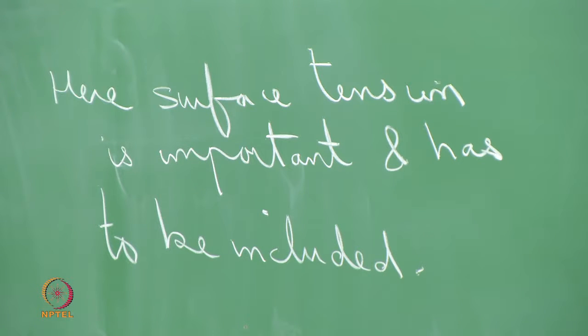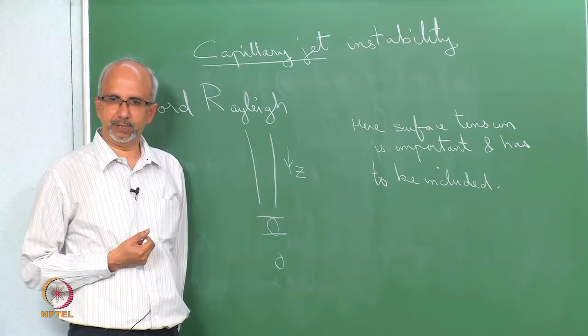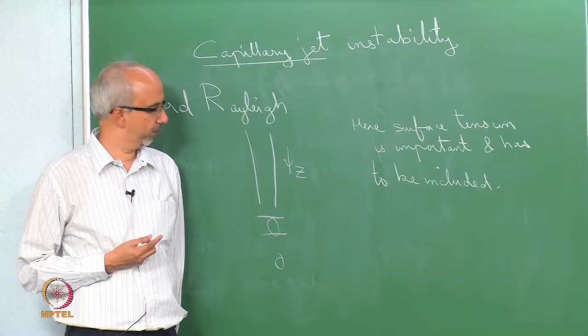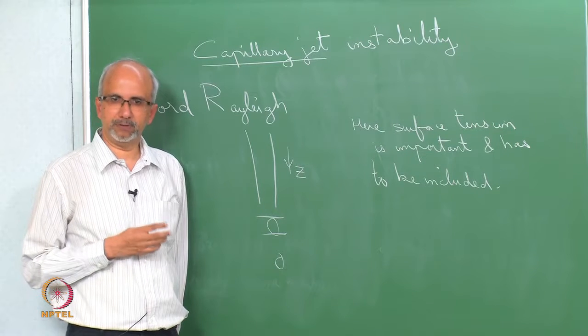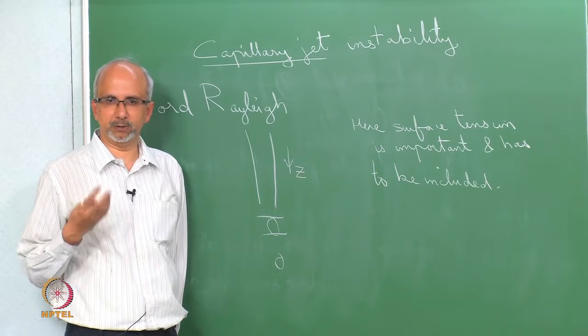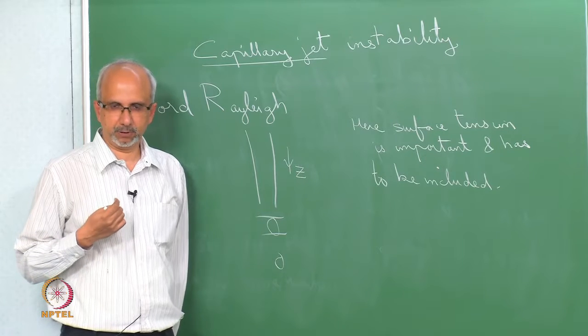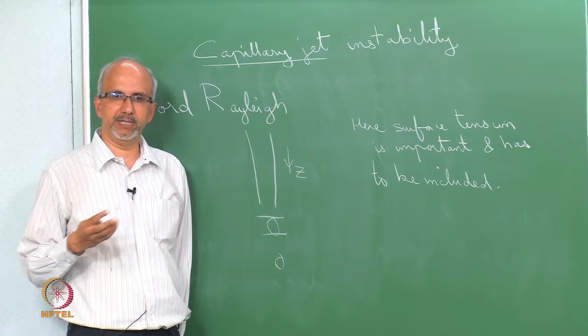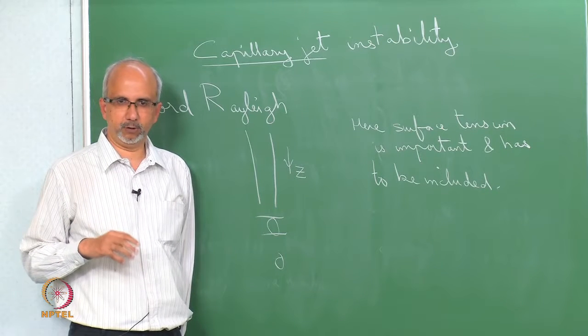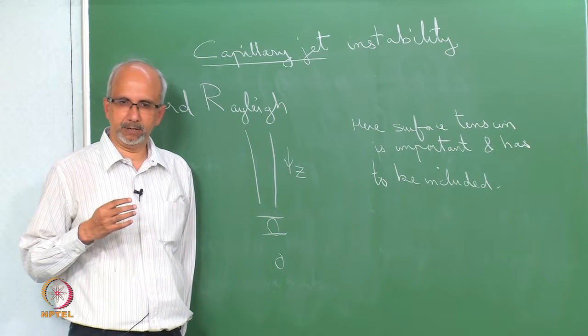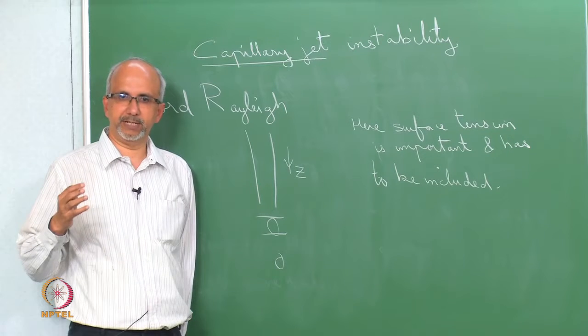The other thing we're going to do is something similar to what we did for the Rayleigh-Taylor problem. We're going to assume that the jet is inviscid, because viscosity is not really the one causing the jet breakup. Viscosity is only going to possibly change the rate of growth. It is not going to decide whether it's positive or negative. It's going to make the growth rate small if viscosity is high.